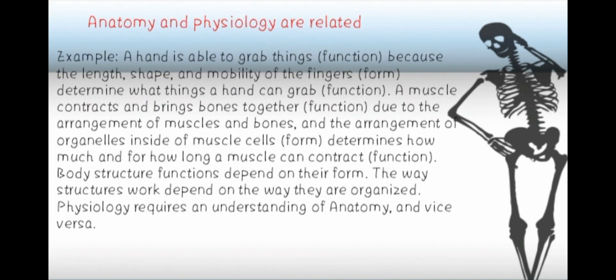Anatomy and physiology are related. For example, a hand is able to grab things because the length, shape, and mobility of the fingers determine what things a hand can grab. A muscle contracts and brings bones together due to the arrangement of muscle and bones, and the arrangement of organelles inside of muscle cells determines how much and for how long a muscle can contract.